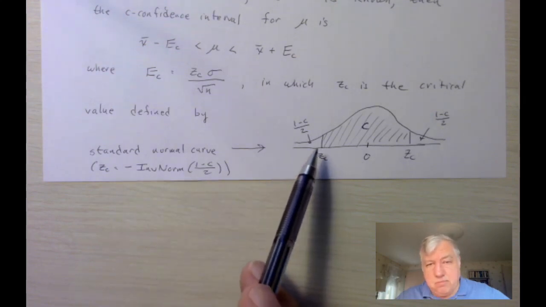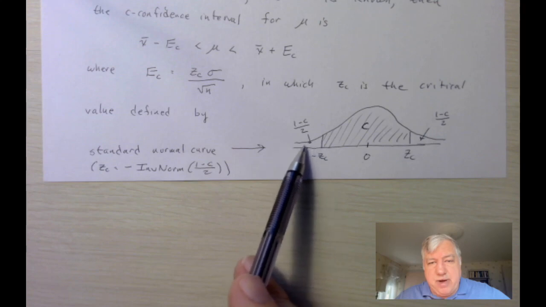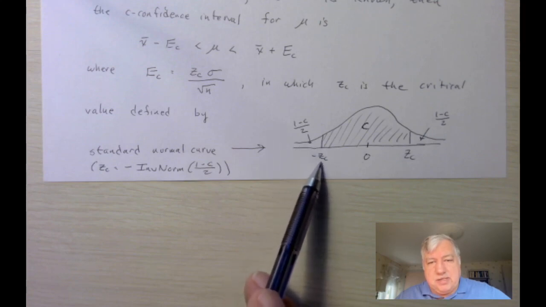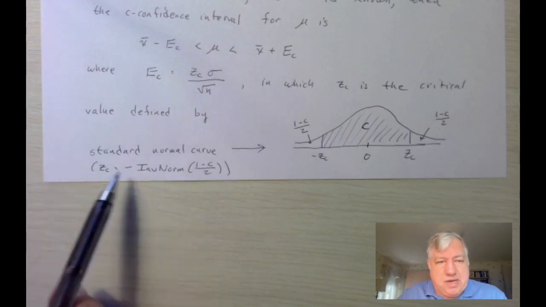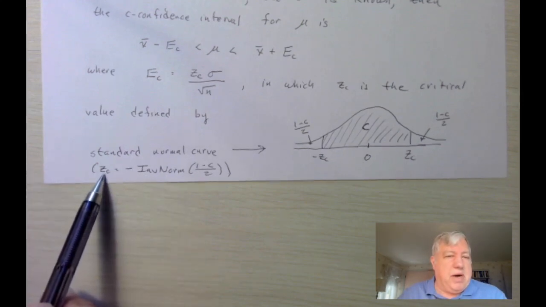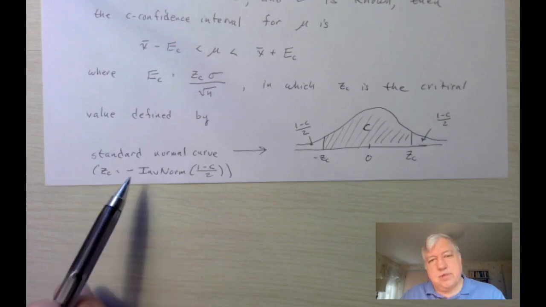And the way we can calculate this is using our inverse norm, because the inverse norm of this area right here would give us minus Z sub c. So that's why we have a minus here. In reality, though, c is usually either 0.90, 0.95, or 0.99, and I'll give you the values of Z sub c in a moment. So you don't always have to use the inverse norm, because there are only about 3 or 4 values you really have to know.